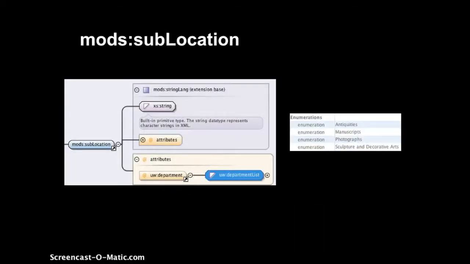For sublocation, we created UW department, which is an attribute with a simple child type, UW department list, which includes an enumerated list of departments with mythical creature artifacts, including antiques, manuscripts, photographs, sculpture, and decorative arts. If this framework were to be expanded beyond the mythical creatures collection to the entire Getty institution, the department enumerations would need to be expanded to reflect all the different departments within the museum.